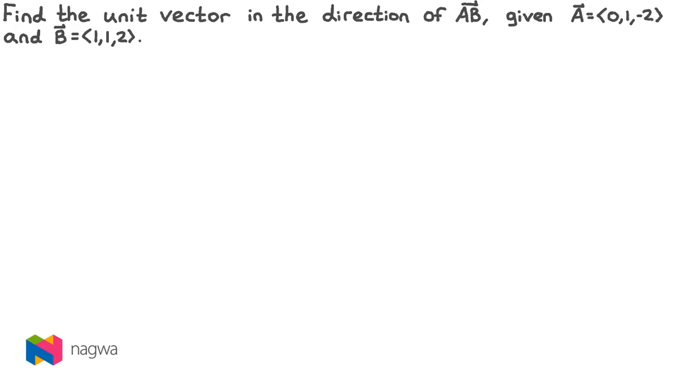Find the unit vector in the direction of the vector AB, given the vector A is 0, 1, negative 2, and the vector B is 1, 1, 2. In this question we're given two vectors, the vector A and the vector B. We need to determine the unit vector which has the same direction as the vector AB.